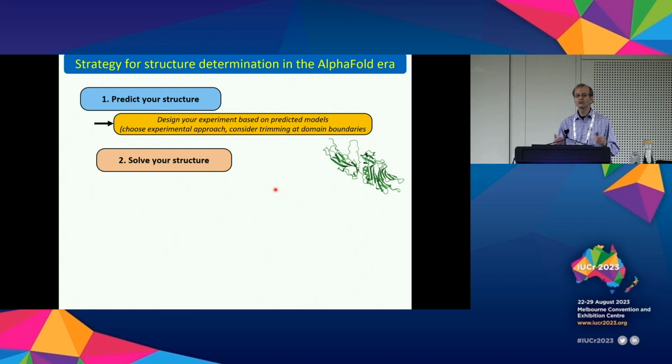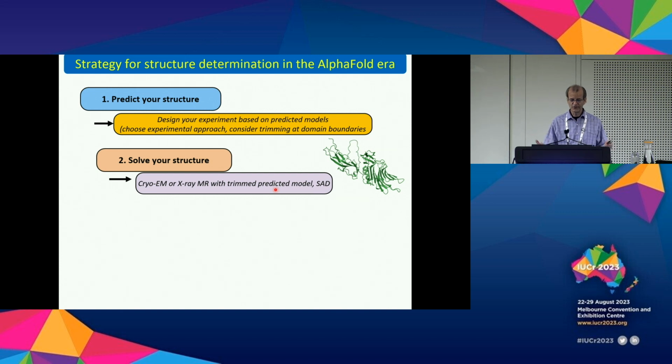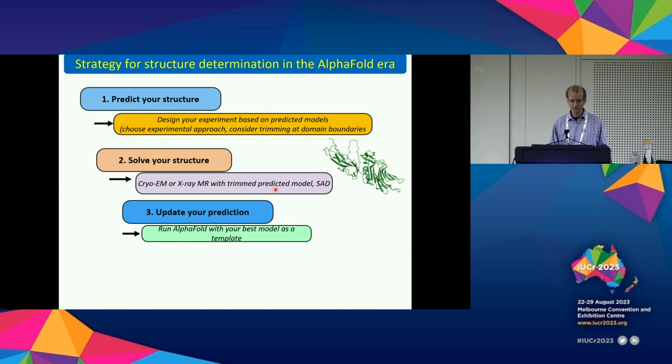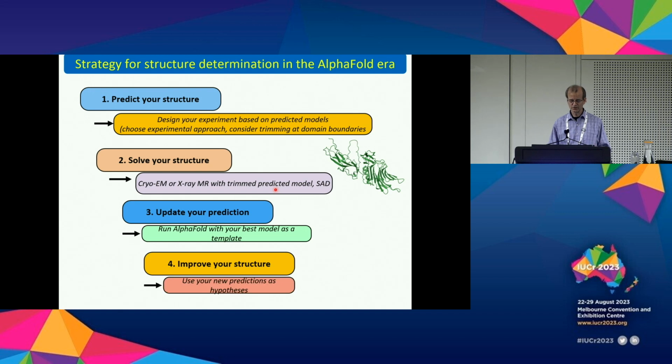Solve your structure. Choose your method based on what you know at this point. Do cryo-EM, X-ray, molecular placement or docking, whatever. And then, like I told you, update your prediction once you've got your model, run it with your best model, improve your structure, use these new predictions and hypotheses, iterate that process if you want. You can do it by hand, you can use automated tools to do it, however you want to do it. So it's a straightforward procedure now, and AlphaFold has made it much easier for us to do the things that we really want to do.